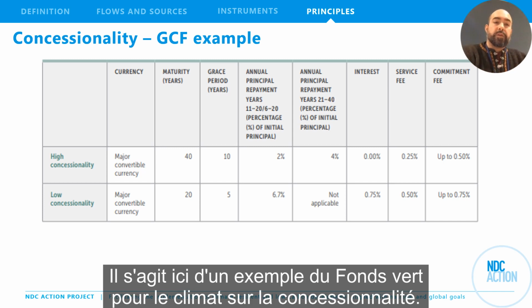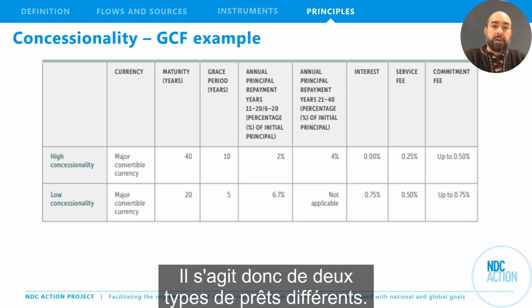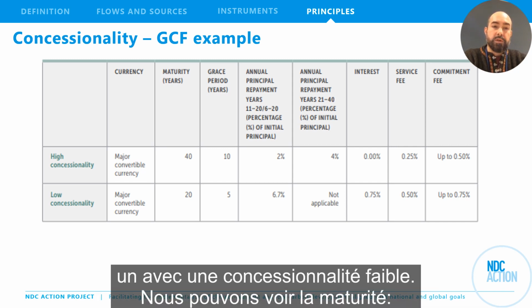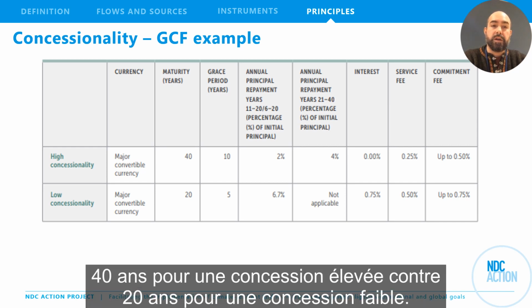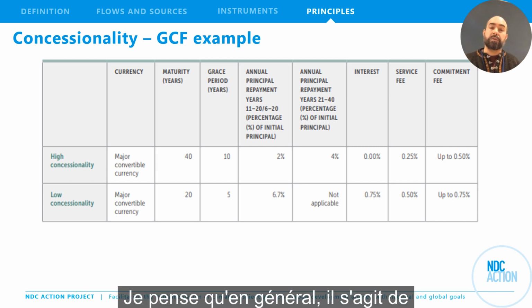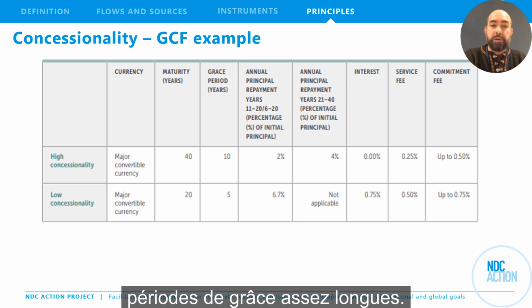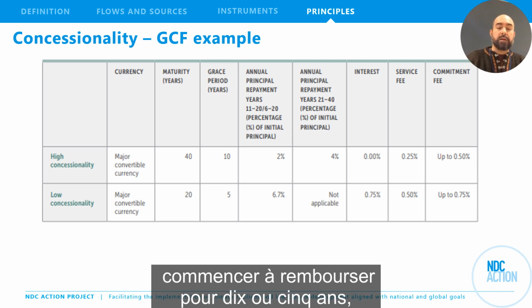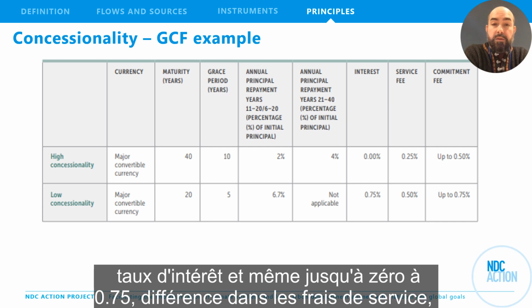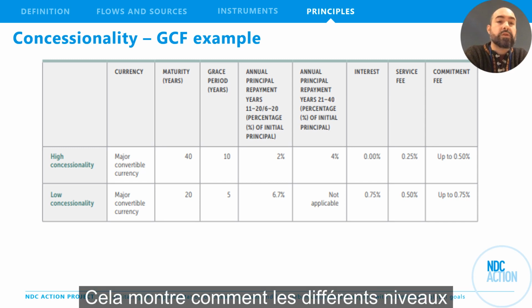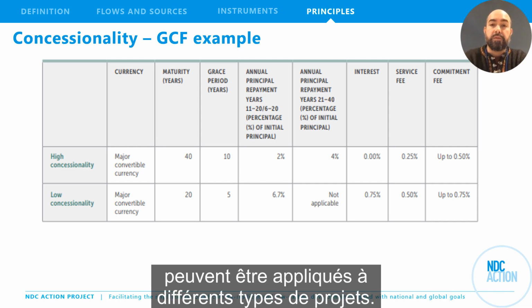This is an example from the Green Climate Fund on concessionality. Looking at two different types of loans, one with high and one with low concessionality, we can see the maturity, so the years expected to be paid back, is 40 years for high concessionality versus 20 years for low concessionality. I think in general these are quite long terms. Grace periods, so the periods in which you don't have to start paying back, can be 10 or 5 years. The principal repayment can be 2 or 6.7. Interest rate of even down to 0 to 0.75. Difference in service fees, difference in commitment fees, and so forth. So this shows how different levels of concessionality can be applied for different types of projects.